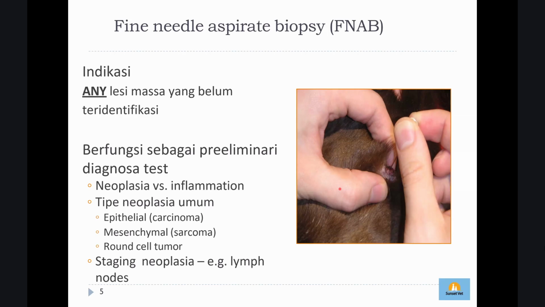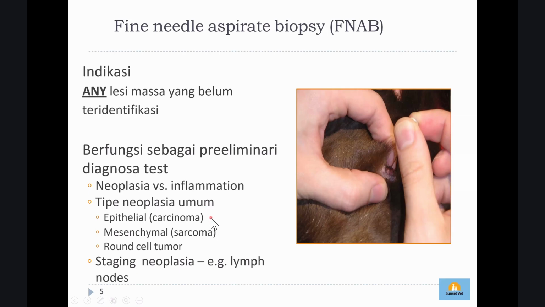So what's the function of fine needle aspiration? Just to make sure whether it is inflammation or neoplasia. For neoplasia, you can tell whether it is epithelial, mesenchymal, or round cell. This is the thing for you.